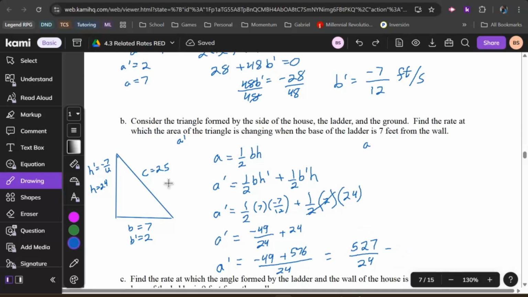You know what? I didn't give it units. Let's give it units. Our area, so it's going to be feet squared per second equals A prime. There we go. Better.